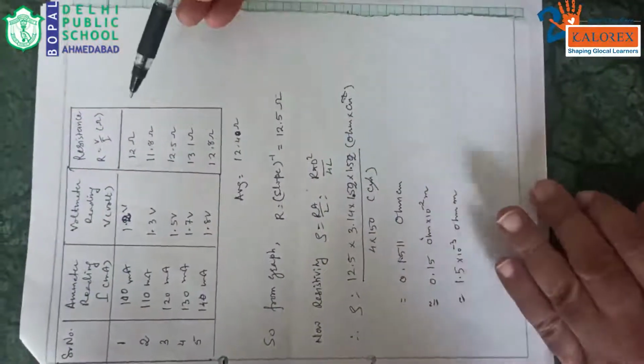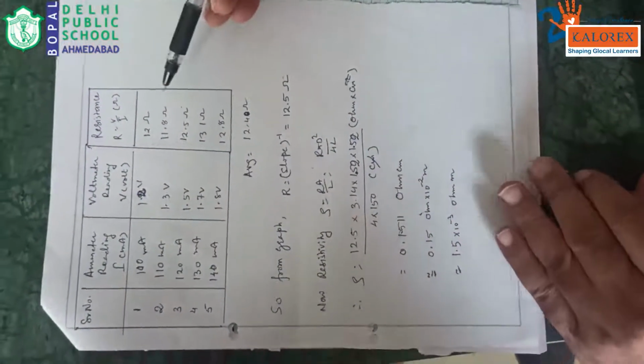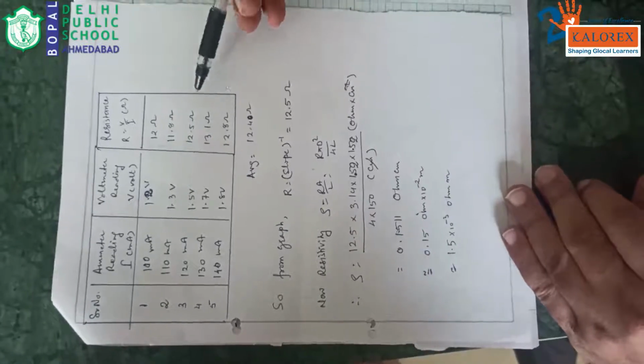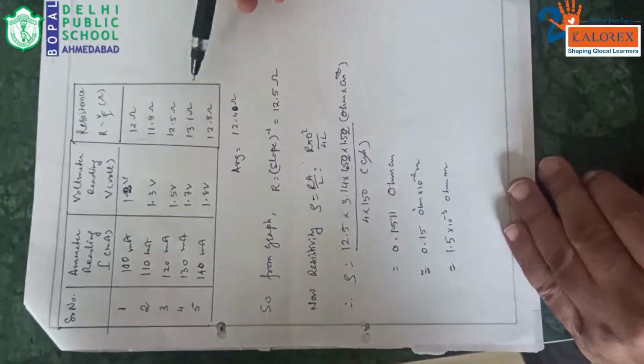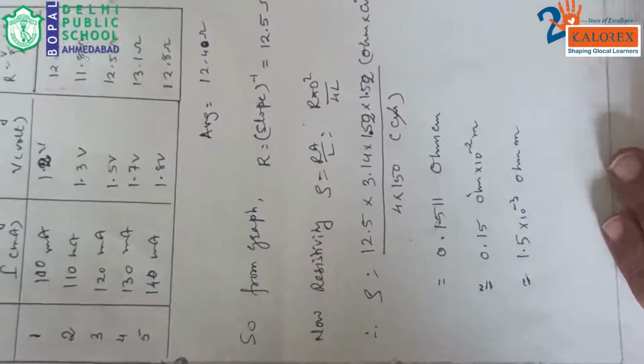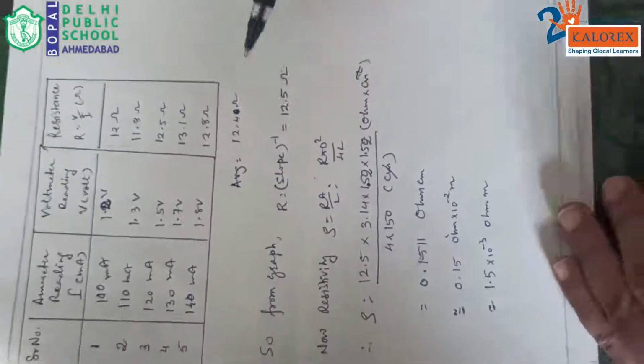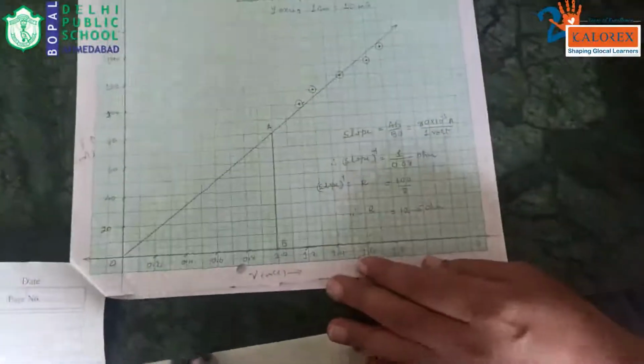Fine. Now I have taken the readings. You see I have taken 5 readings. You can take more readings also. It is good to take more readings, but if you don't have time, take at least 5 readings. Then I have taken the average of this. Now, if you see the backside, I have plotted the graph.